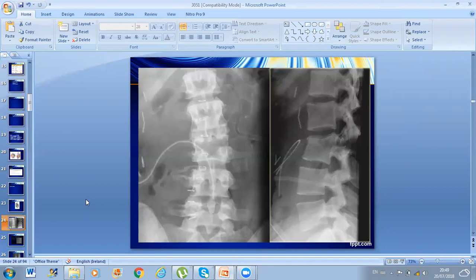Have you heard about chance? This is a flexion distraction injury. Yes, this is a chance fracture. In cervical also? No, there is no chance in the cervical. We will discuss it, leave it for now. This is a chance fracture. What are other injuries related to chance fracture?